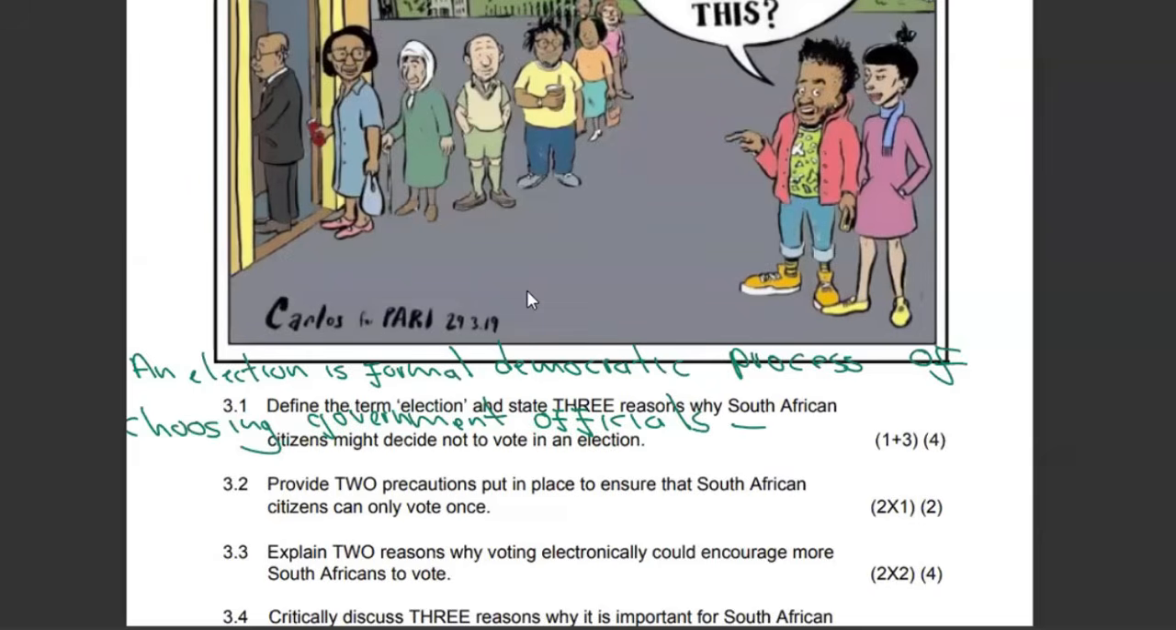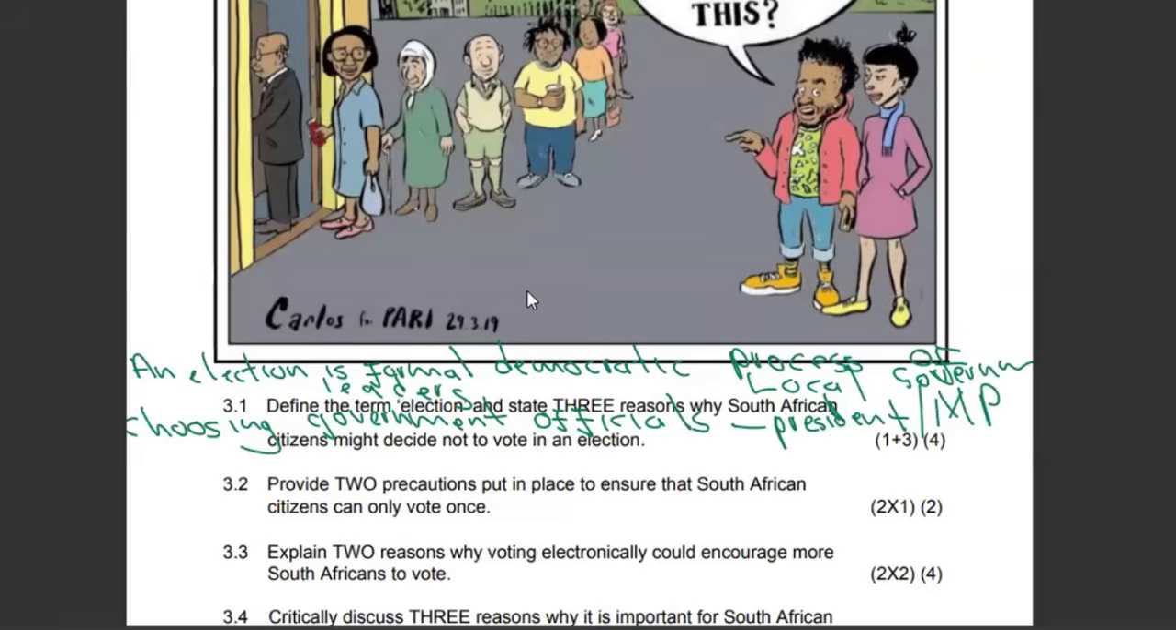Some examples of elections can be presidential elections, MP elections for electing an MP, or even local government elections. So it's a formal process of choosing leaders. It is a formal democratic process of choosing leaders. You can call them government officials or leaders. That is the definition of an election.